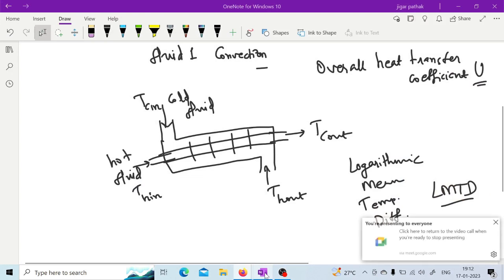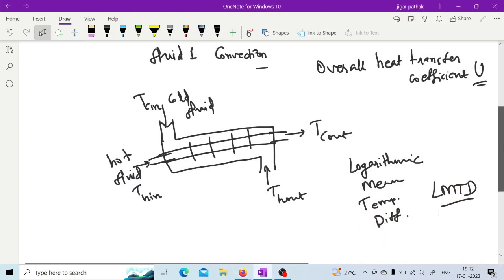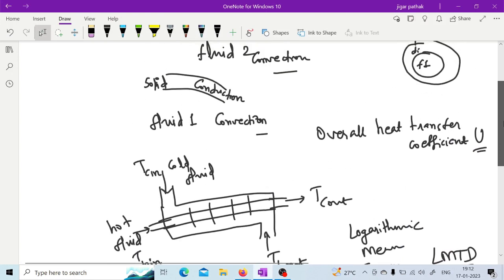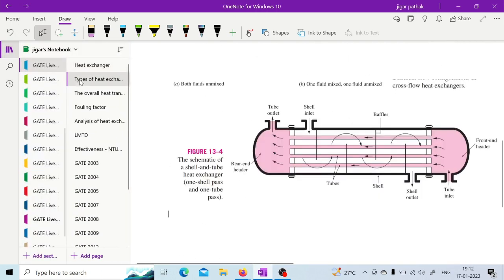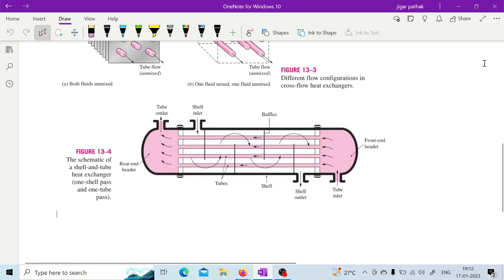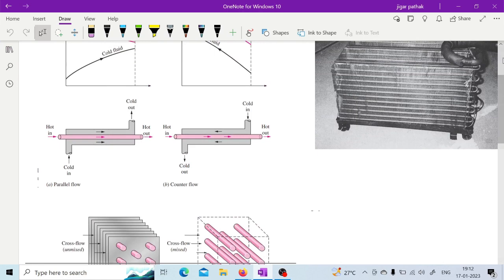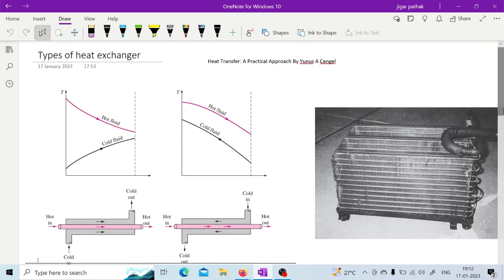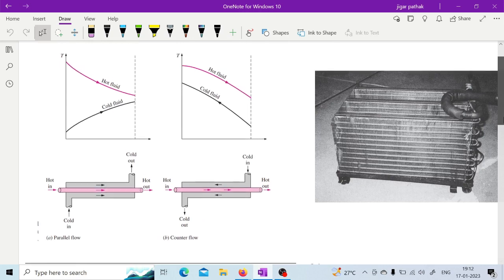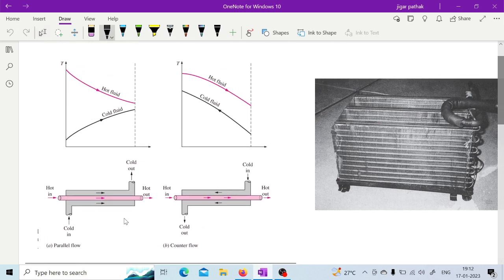So, as we have come to know in the introduction, in heat exchanger we will use the overall heat transfer coefficient, and we will consider the logarithmic mean temperature difference. So now if we first go through various types of heat exchanger, then here, as we have discussed, the shell and tube type heat exchanger.